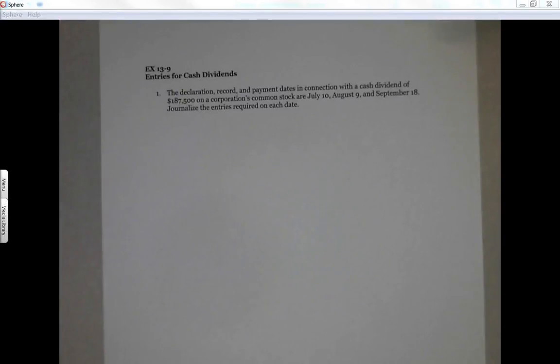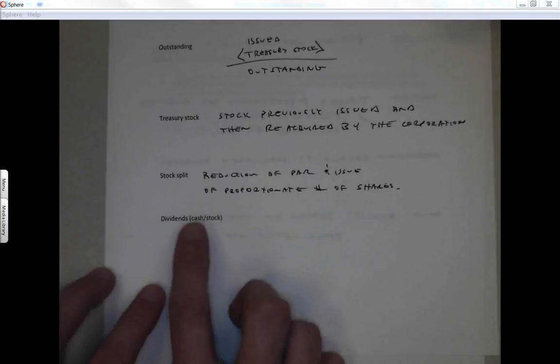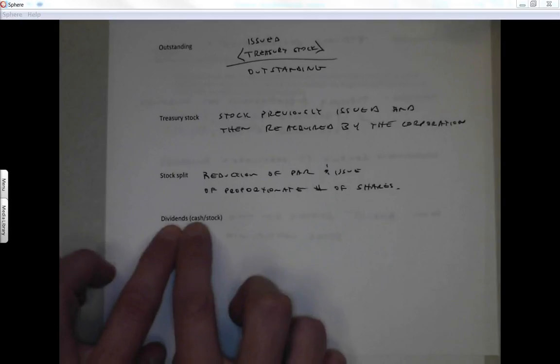All right, so entries to record cash dividends. Just a couple of things, we'll take some notes here and finish up our note sheet. Cash dividends are simply dividends of cash. Stock dividends would be dividends where they give you stock.